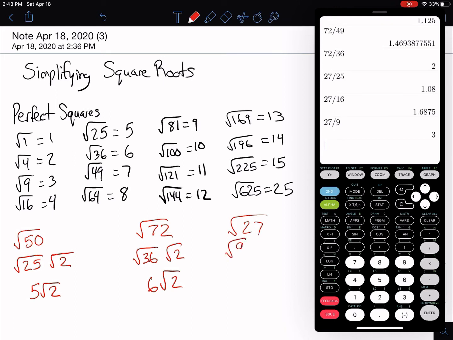So again, the perfect square comes first. So radical 9, radical 3. The square root of 9 is the number 3. So I'll get 3 radical 3.